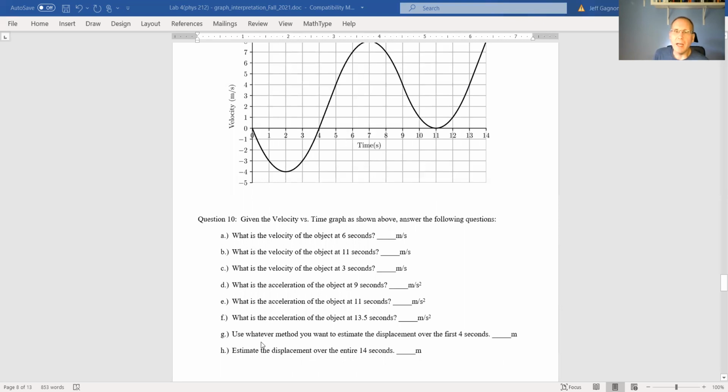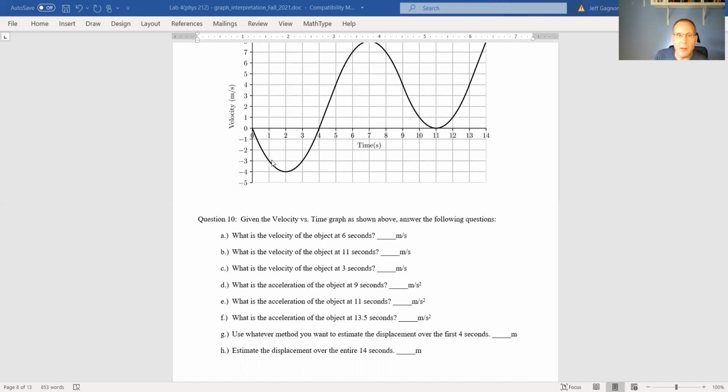Okay, then I want you to estimate the displacement over the first 4 seconds. So from 0 to 4. Well, the velocity is negative. It's curved, so you can't easily draw in geometric figures. But what you could do is estimate this by fitting rectangles again, right? And if you're missing a piece, balance it so it's like cutting it in half. So you're including a piece and missing a piece, and they kind of balance out, right? So you're getting a pretty good estimate.